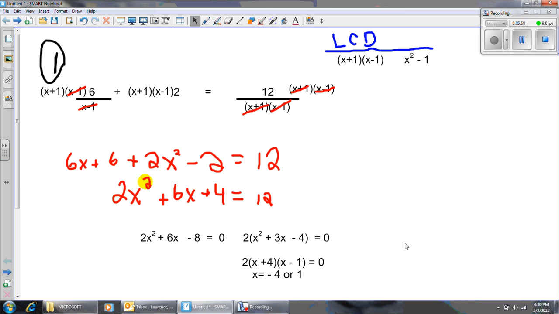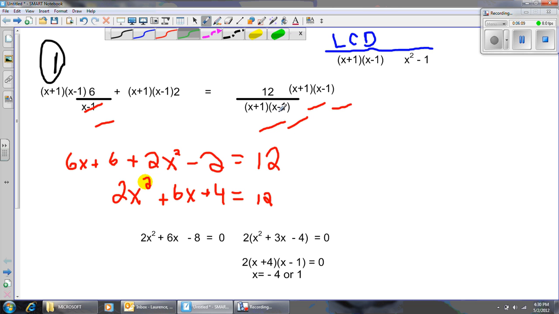Now it looks like I'm done, except I noticed that back in the original problem, if I put 1 in this quantity right here, I get a 0 in my denominator, and that's a major no-no. Same thing over here. If I put 1 in for x, I get a 0 in my denominator. So I know that this solution will not work. So my only solution for this is x equal to negative 4.